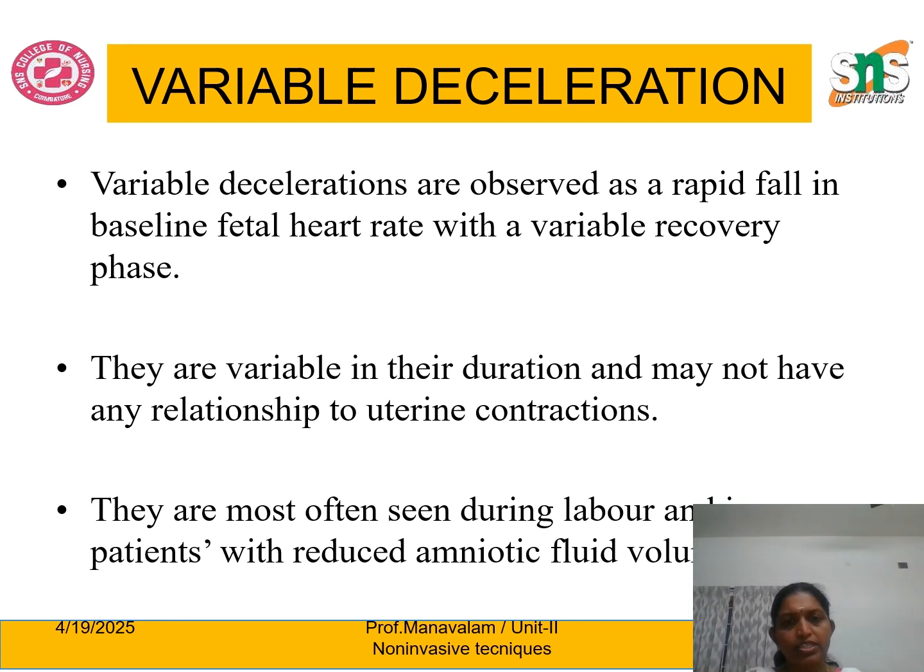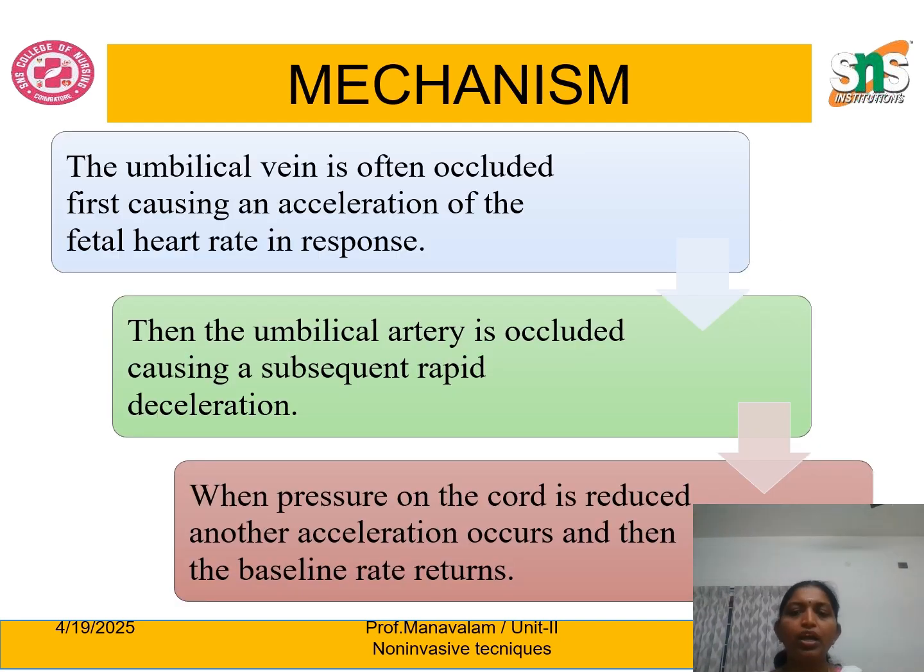Variable deceleration does not depend on contraction, but it is an indicator that there is a chance of reduced amniotic fluid volume. Now, the mechanism of variable deceleration: why is there a deceleration, an acceleration, and then a deceleration?